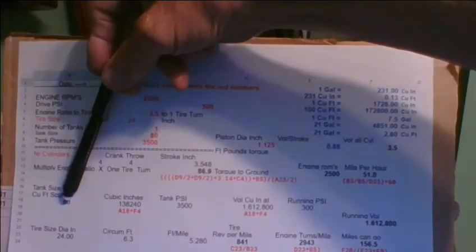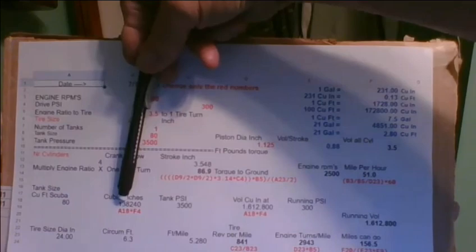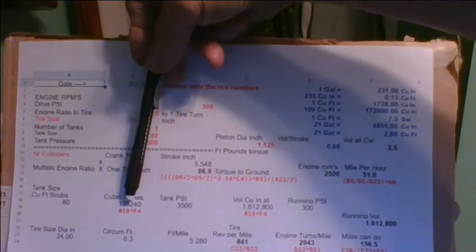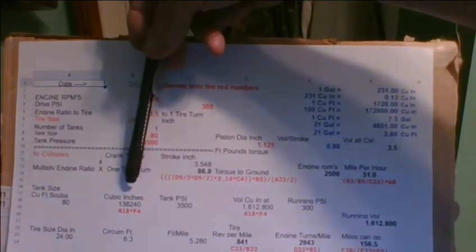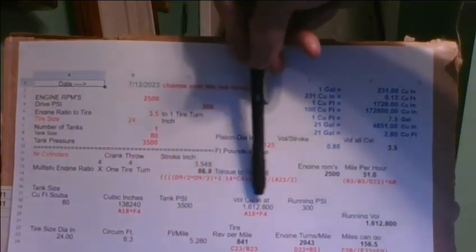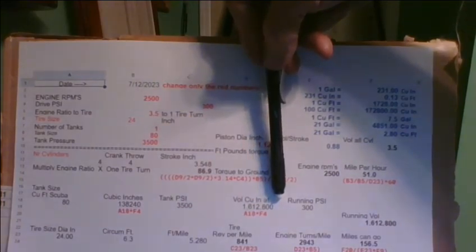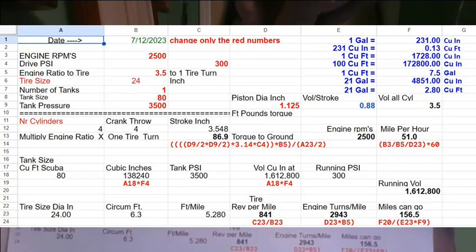Scuba tank at 80 cubic feet has 138,240 cubic inches at 3,500 psi, gives you a total of 1,612,800 cubic inches of air, and we can use at 300 psi to run the engine.